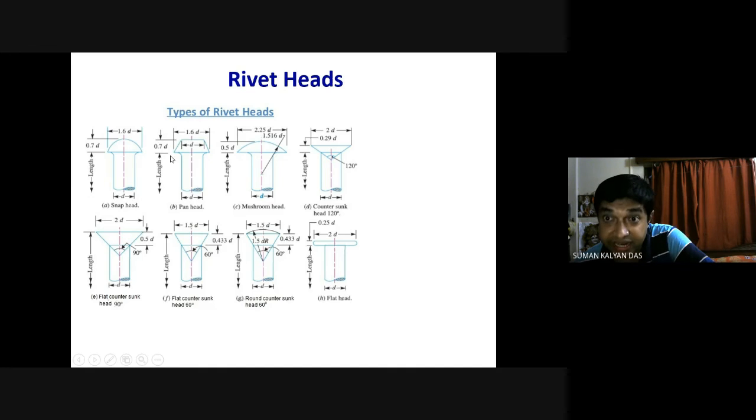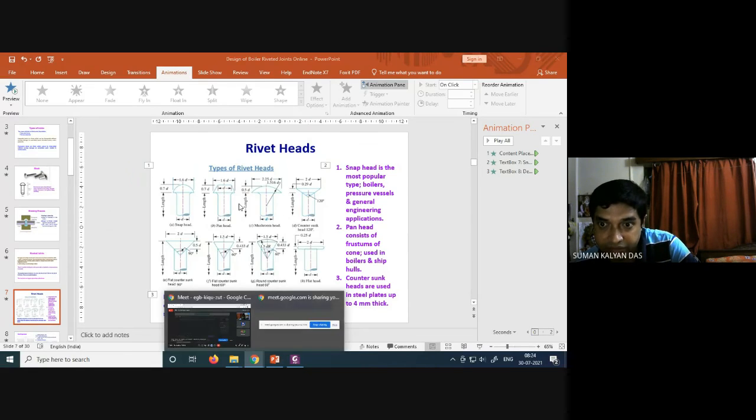Then there is this pan head, which is like this trapezoid type of thing. Then it is a mushroom head, flat, hemispherical. Then countersunk, I guess you know the utility of countersunk. Countersunk bolt is also there. Countersunk means okay, let me show you by having the picture.